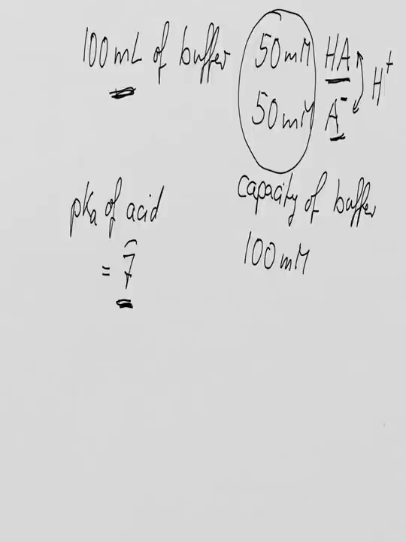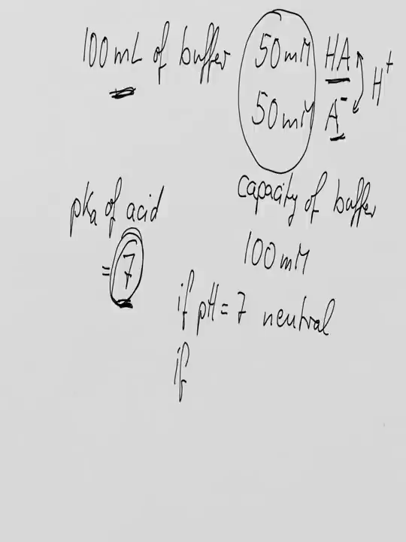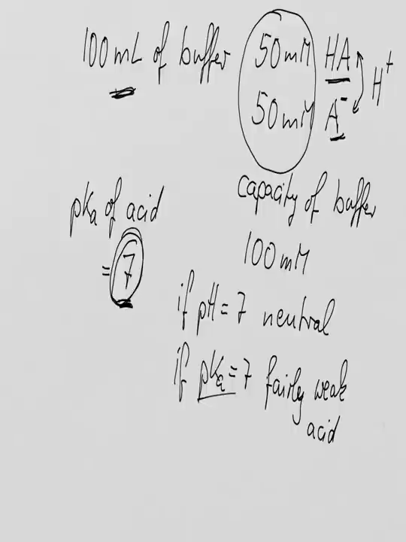Don't confuse the pKa of something with the pH. If the pH is 7, then the whole thing is neutral. But if the pKa is 7, it just simply means it is a fairly weak acid. So these two things are actually rather weak, pKa. It's rather weak. And don't confuse the pH with the pKa, okay?